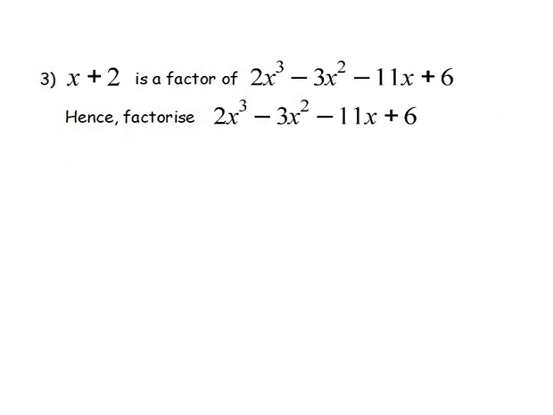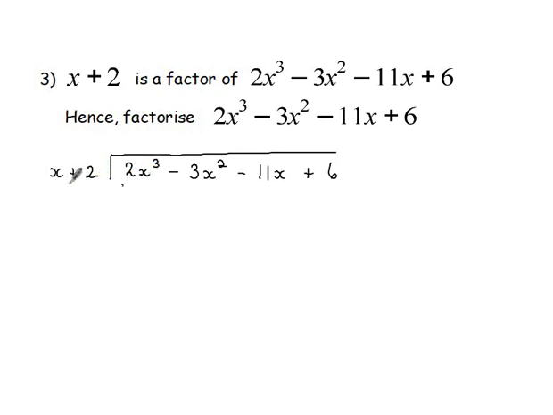Example 3 then. So we've got x plus 2 is a factor of 2x cubed minus 3x squared minus 11x plus 6, hence factorise. So again, we'll start by dividing. So bus stop down again. So we've got 2x cubed minus 3x squared minus 11x plus 6. Our factor goes on the outside, so x plus 2. So remember your steps and you're expecting 0 at the end of your bus stop. Because it's a factor, we know it goes in exactly.